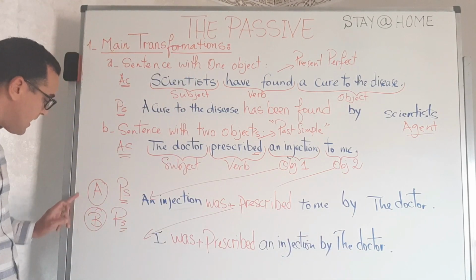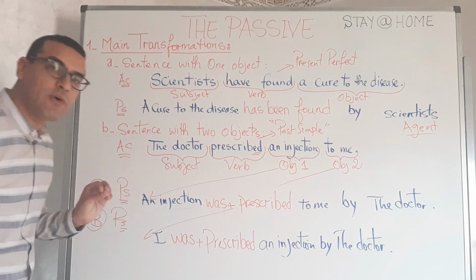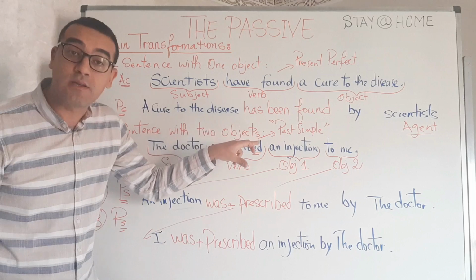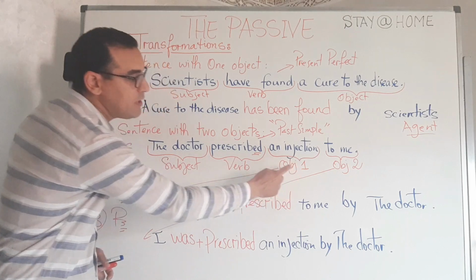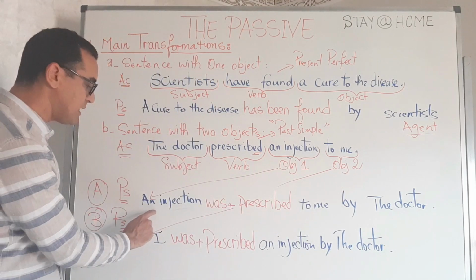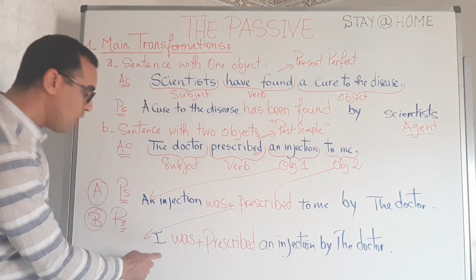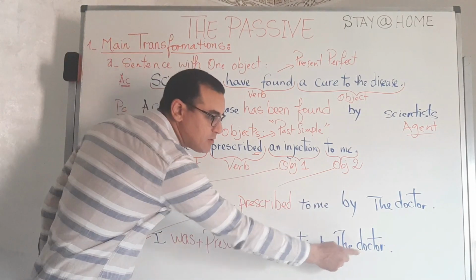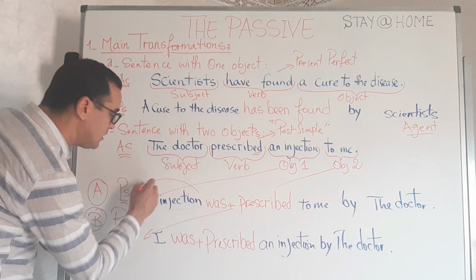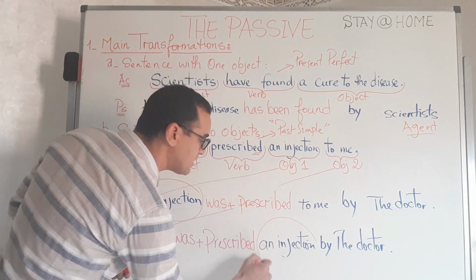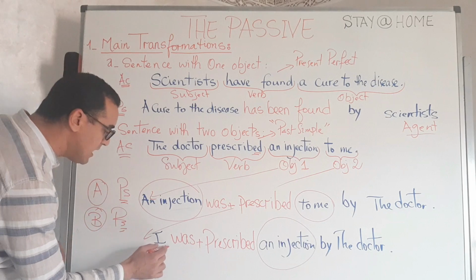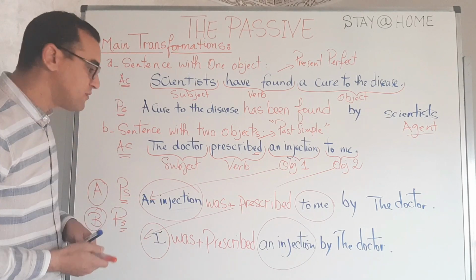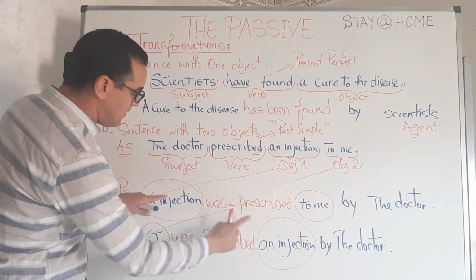These two sentences, A and B, are transformations of a sentence with two objects. It's correct to start either with object number 1 or object number 2. So we can say, an injection was prescribed to me by the doctor, or I was prescribed an injection by the doctor. The difference is here. In the second transformation, injection is kept as an object, and to me, which was kept as an object in the first transformation, is normally used as the subject in the second transformation. These are the words we have to pay attention to when we switch.